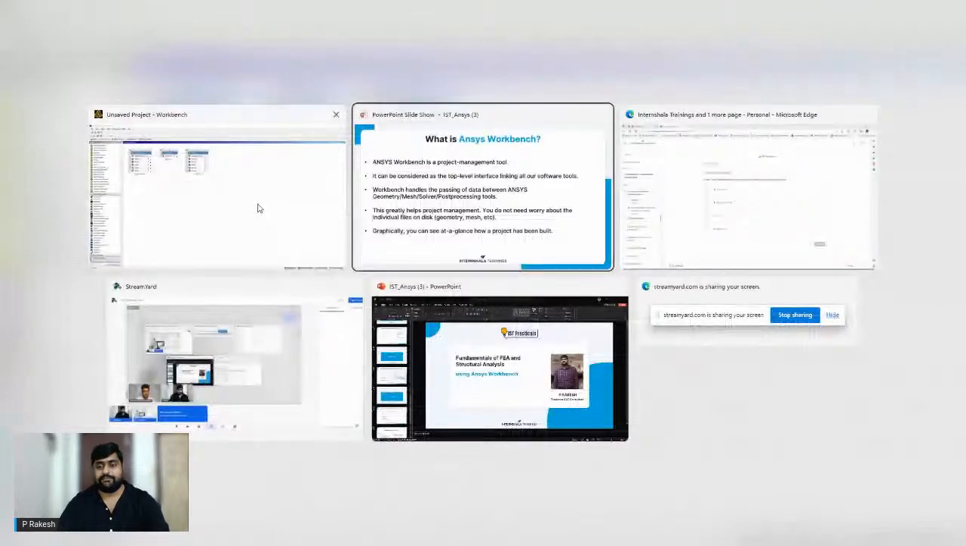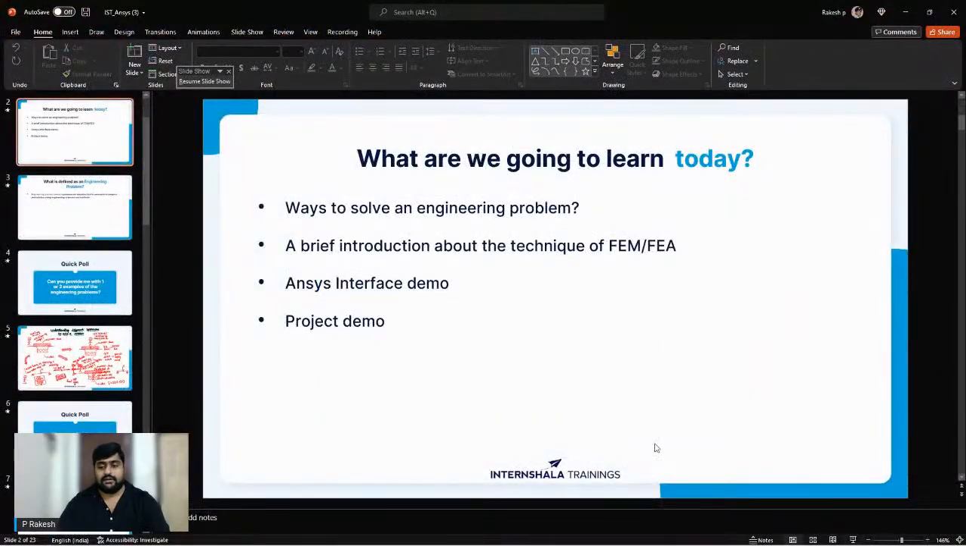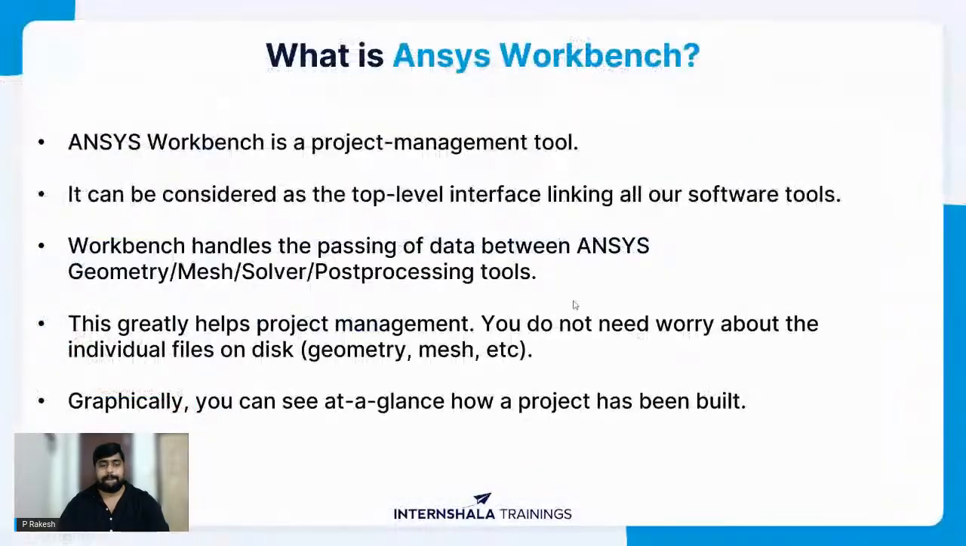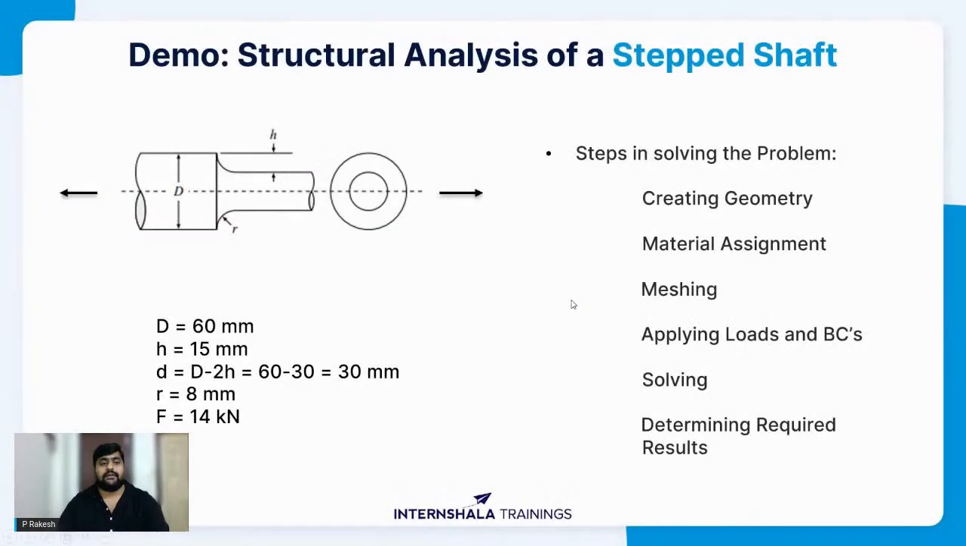For now, we'll switch to the PPT and go for this particular demo, and once we finish it, we'll have a quick quiz. Here we have a problem: a stepped shaft. The diameter here is 60 mm, and the diameter at this side is 30 mm. The length of this side is let us say 100 and this side is 100.